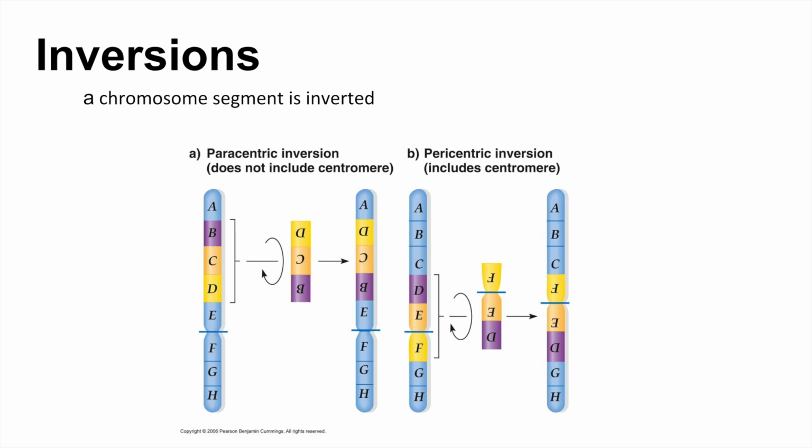An inversion is when a segment of a chromosome is inverted or flipped 180 degrees. The two types of inversions are paracentric and pericentric inversions. Paracentric inversions do not include the centromere, whereas pericentric inversions do include the centromere.